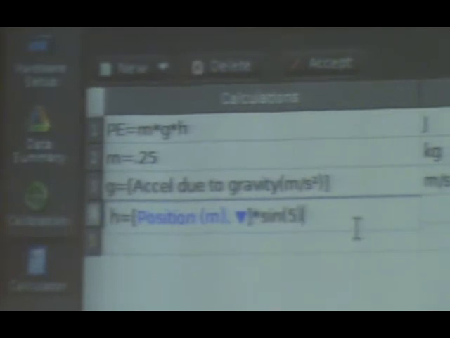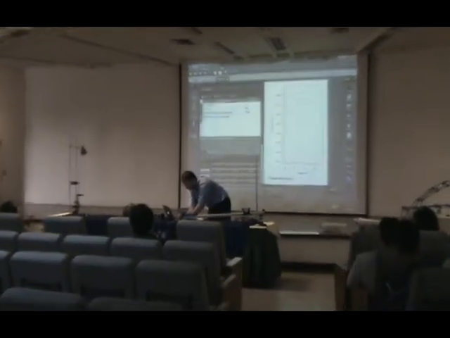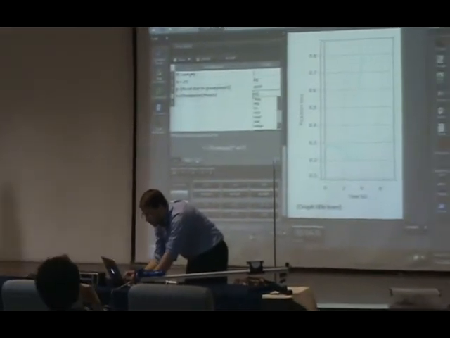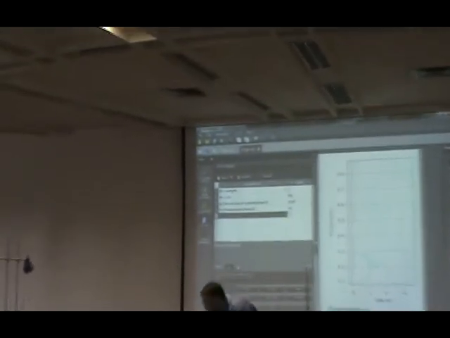About 5 degrees. Okay. And I need to make sure that I select degrees. All right, and height is going to be measured in meters. So I now have all the components I need for potential energy. Make sure everything is set up. Now I can come over here to my position and switch that over to potential energy.